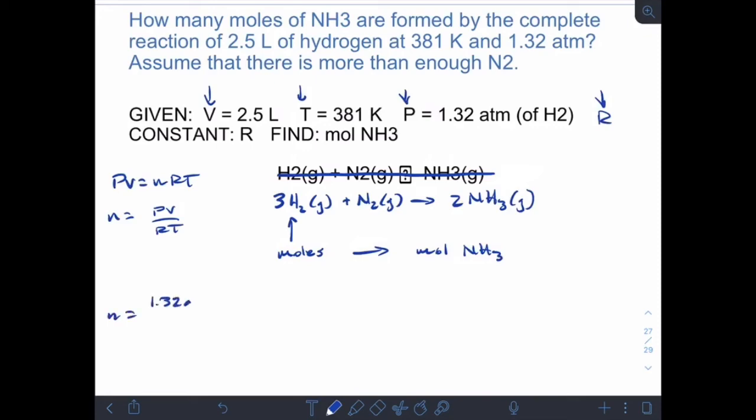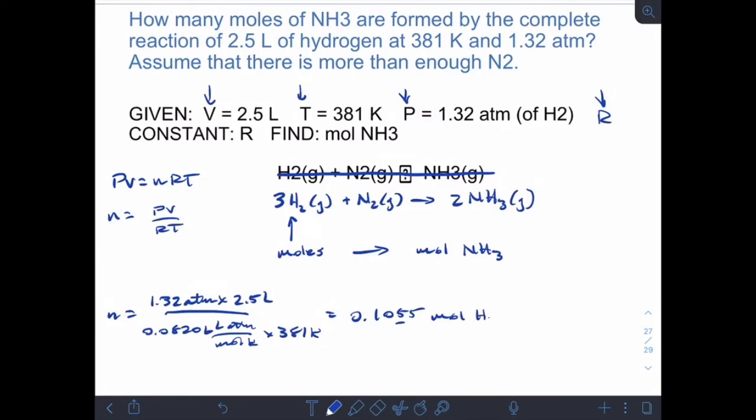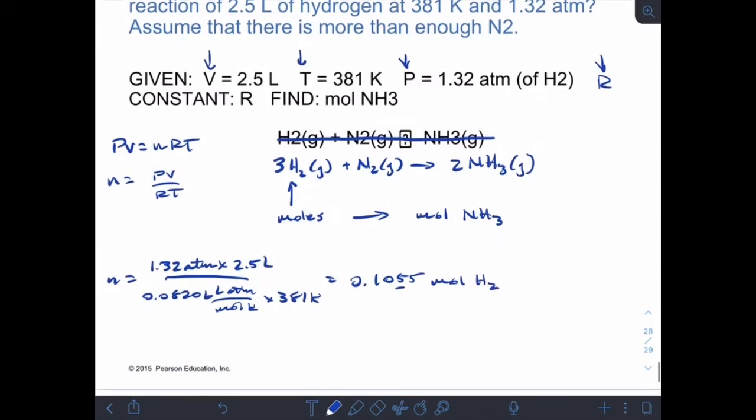So we have 1.32 atmospheres times 2.5 liters equals 0.08206 liters atmospheres over moles Kelvin times 381 Kelvin gives us 0.1055, tracking at the third sig fig, moles of H2. It's almost like magic.